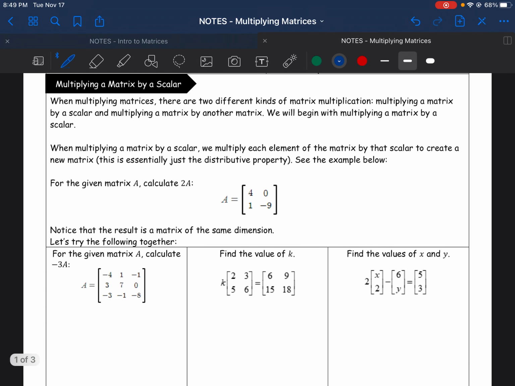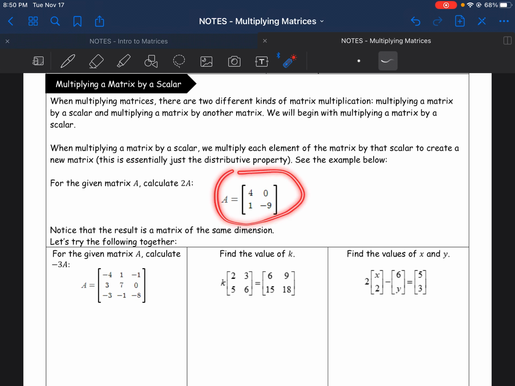Now, when multiplying a matrix by a scalar, it's actually pretty simple. We're going to multiply each element of the matrix by that scalar to create a new matrix, and this is essentially just the distributive property. So let's see it with this first example. For the given matrix A, we want to calculate 2A.